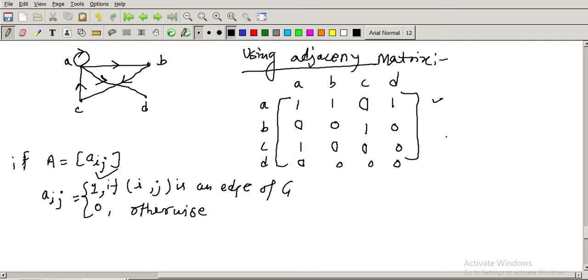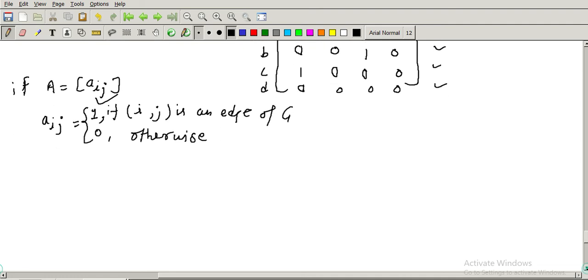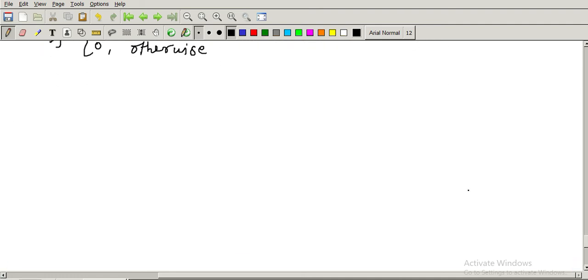So this is the way you can represent a directed graph and an undirected graph using the adjacency matrix. And if there is a doubt, you can ask me.